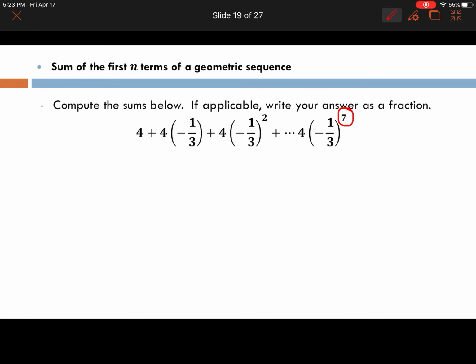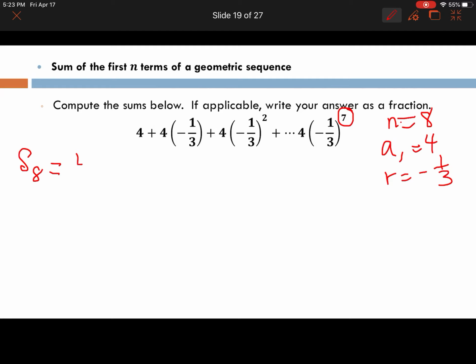All right, so this 7 here means that our n is equal to 8. That's the term we're looking for. a sub 1 is equal to 4, and r is equal to negative 1/3. All right, so we're looking for the sum of the first 8 terms.